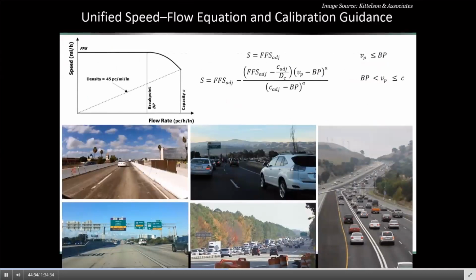The equation form is shown at the top of the screen, and there's much guidance in the HCM on how that equation is applied. The key take-home message here is that the results are not changing. This is a new equation form that was fitted to the prior speed-flow relationship that was available in the HCM 2010. So if you're doing a standard freeway analysis, HCM 2010 versus HCM 6th edition, the answers should not change. So why did we change the methodology?